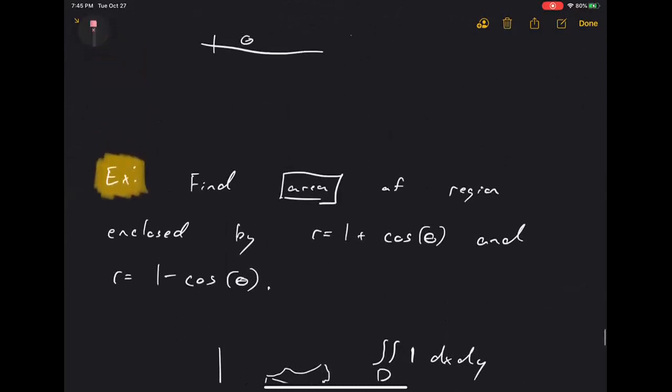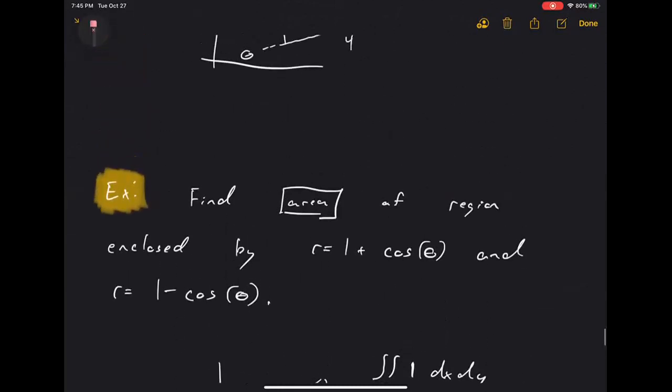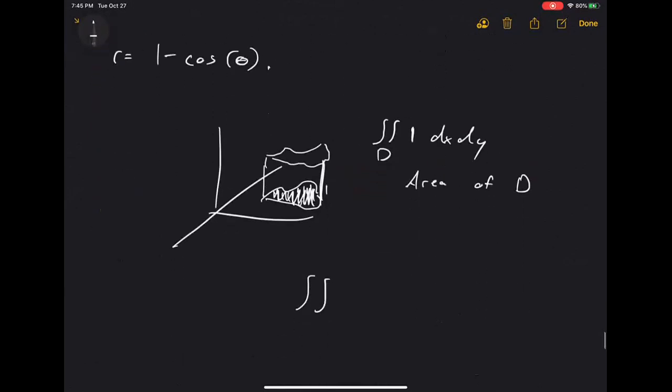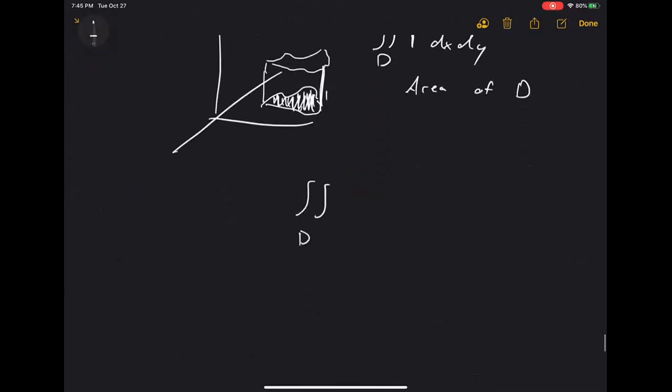So I can find the area of a region just by integrating the number 1 over the region. And I can do the same thing in polar coordinates. If I want to find the area of a region, let's call it R, in polar coordinates, I just integrate the number 1 over that region. But remember, when I put in my dr d theta, it's not just dr d theta, it's r dr d theta. So this integral will always give me the area of my region.